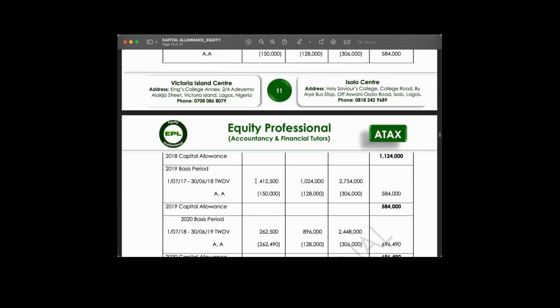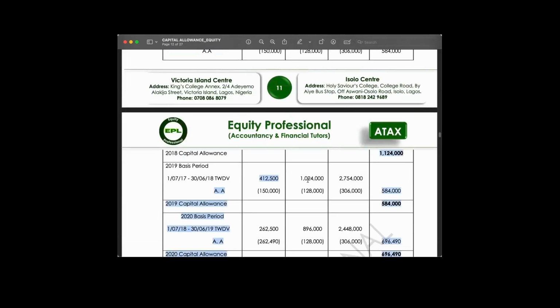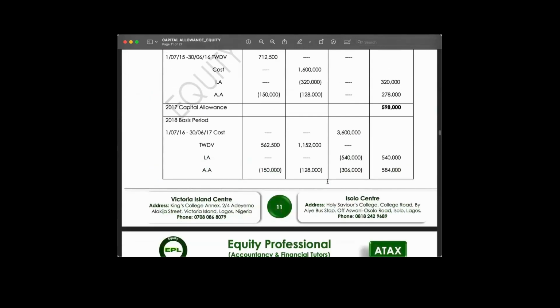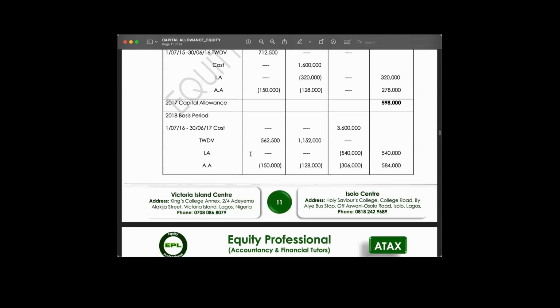So my tax value for the first one will be this, and this will be this. Note again that your annual allowance, you don't calculate it every year. Once you calculate it in the first year, it's going to remain constant. You don't prorate. You continue to have it on a yearly basis. So that is why I did not change this.